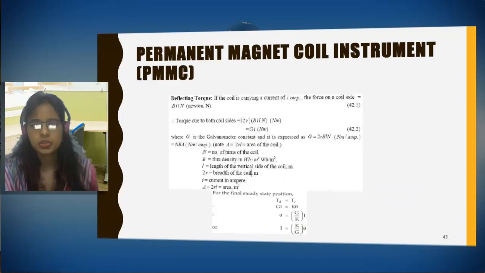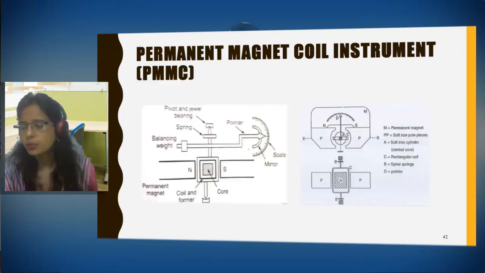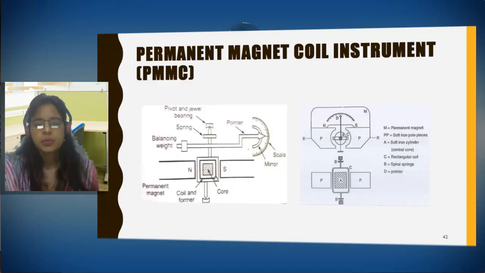Now how does it work? Permanent magnet moving type instrument, how does it work? Permanent magnet, it is there to develop the magnetic field. Okay, to provide the magnetic field, permanent magnet is used. Okay, coil is required because we want to measure some quantity. The input quantity is fed to the coil. Okay, so coil is required.